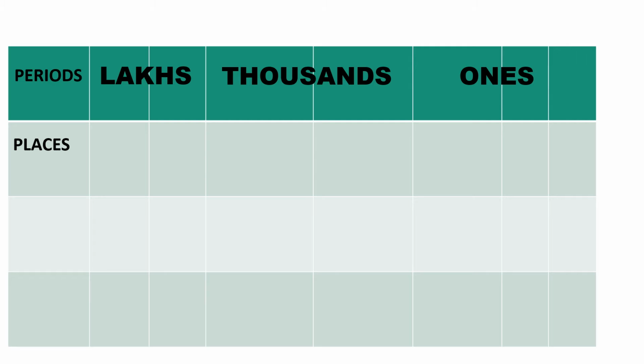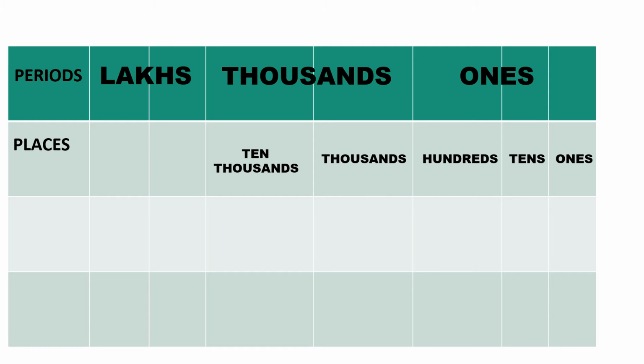Now tell me which is the first period from right. Ones. How many places are there in ones? We can see there are 3 places in ones period: ones, tens and hundreds. Now let's go on to the second period from right. Thousands. How many places are coming under thousands? There are 2 places, thousands and 10,000s.